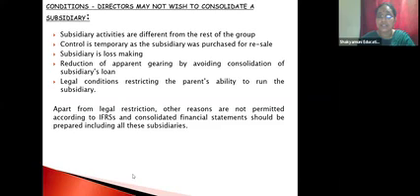The last reason is legal conditions restricting the parent's ability to run the subsidiary. If there are certain legal restrictions to run the subsidiary, that means the court has ordered not to run the subsidiary. In such a case, the parent company may say that since the subsidiary is not being run by me, since there are certain legal restrictions, I will not consolidate. Right? So listen to this carefully.